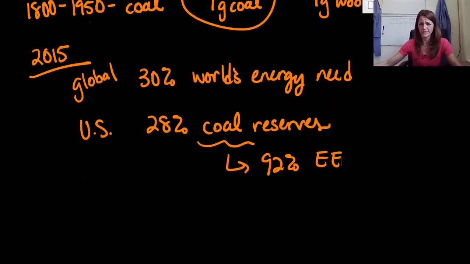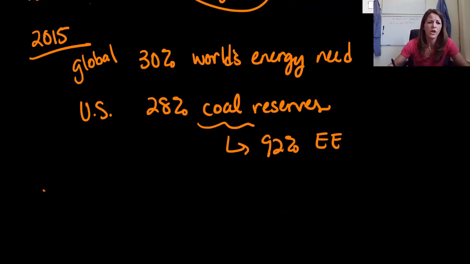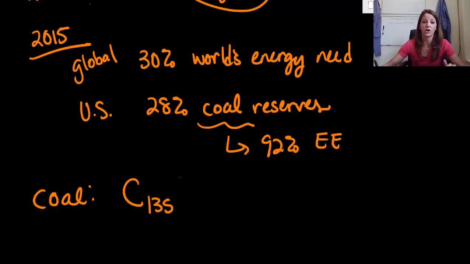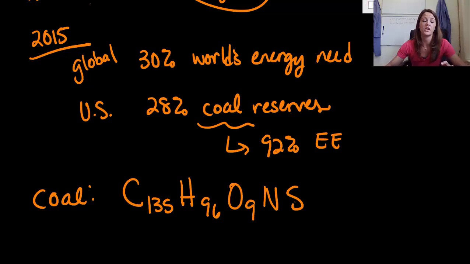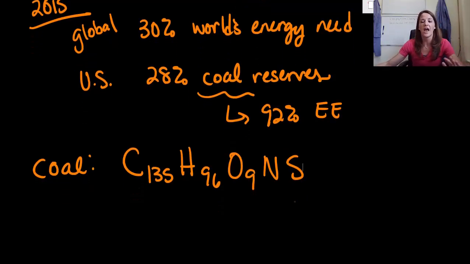So now, what is coal? What is it actually? I keep saying coal. Well, it's kind of difficult to come up with a molecular formula, but this is on average what we say coal is. We say there are 135 carbons, 96 hydrogens, 9 oxygens, 1 nitrogen, and 1 sulfur. So on average, this is a molecular formula for coal.